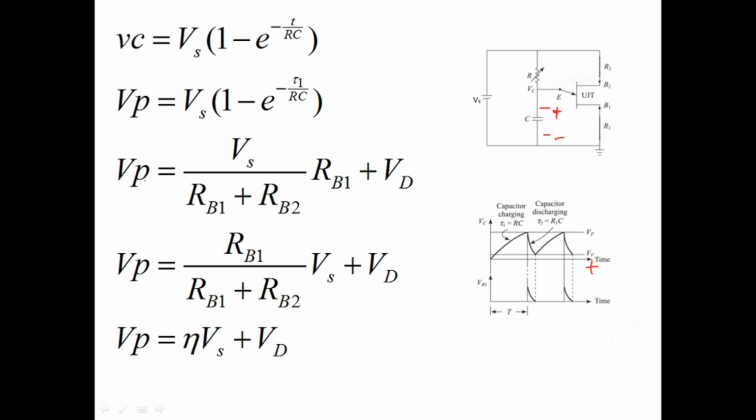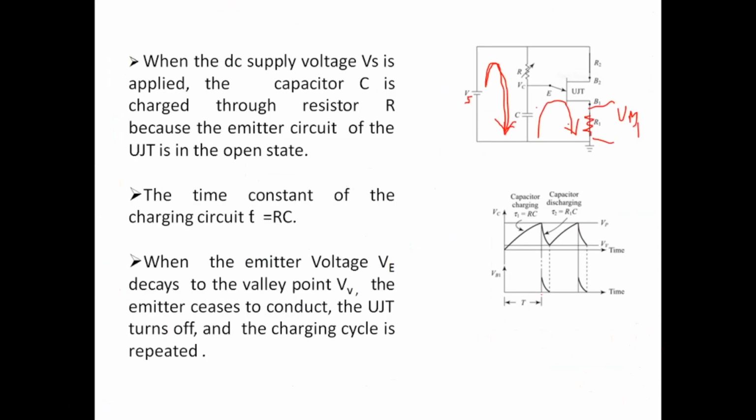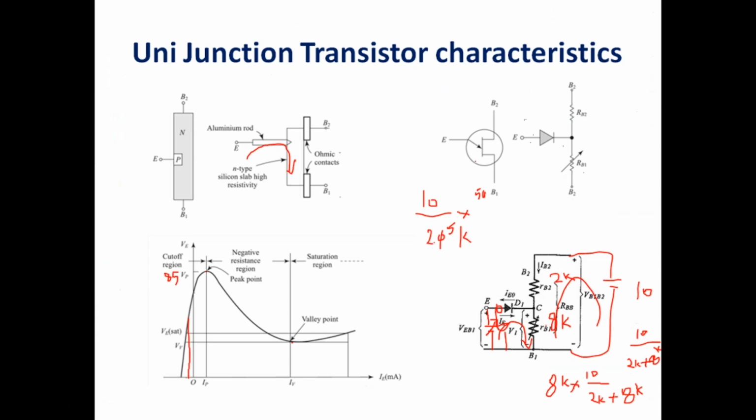In the previous slide, we have shown the formula of V peak. V peak is eta into Vs plus VD. Or else, what is V peak? As I told earlier, you can see here, V peak is VD plus the current flowing here times the resistance of this, that's all.